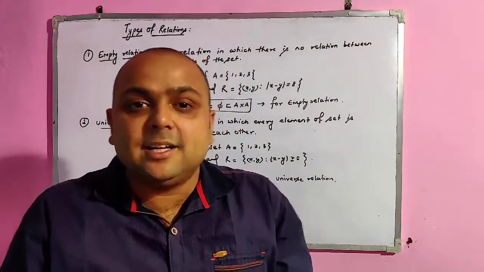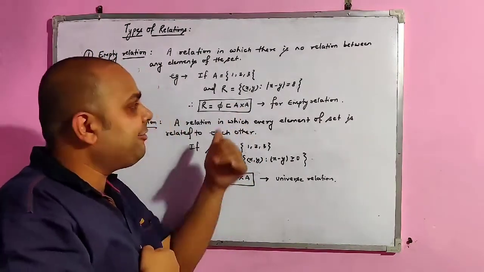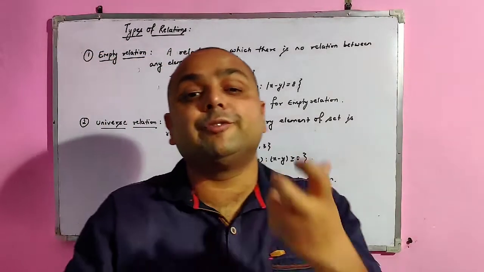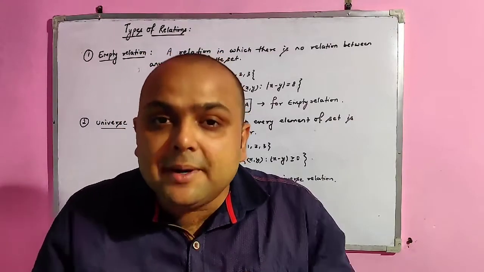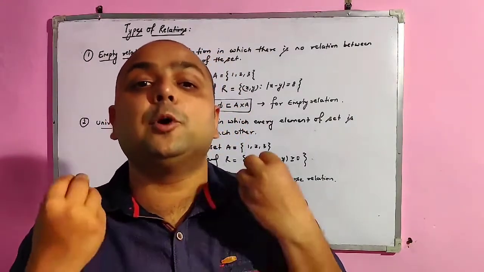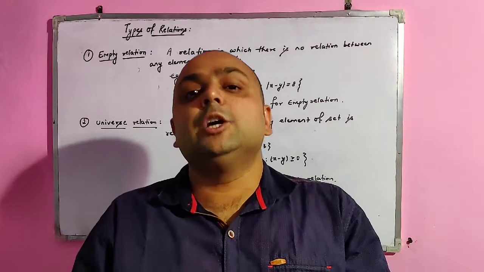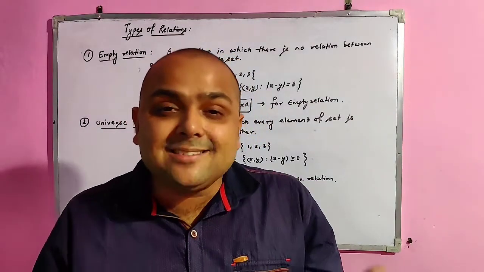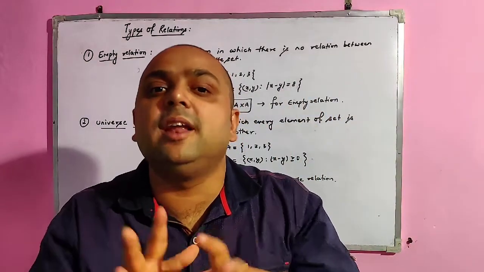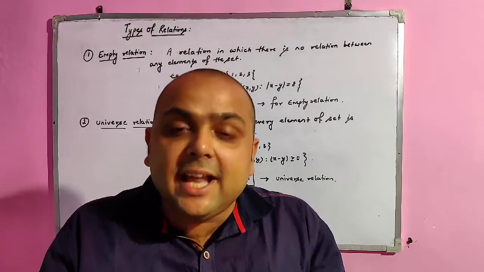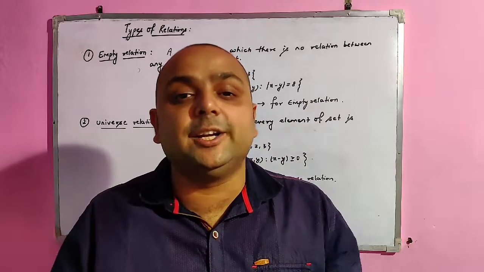For that, phi is a subset of A cross A, meaning phi is a subset of the Cartesian product. So in the case of an empty relation, no elements are related to each other, so the only possible element present there is phi. Next is the universe relation. As the name suggests, the whole universe is represented by this relation, that is, every element is related to every other element. All the elements are related to each other.